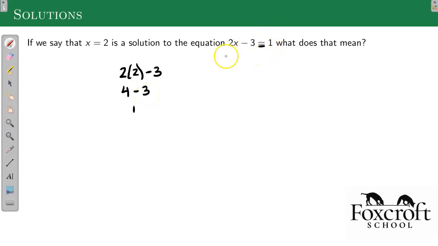So if something's a solution, it makes the equal sign true. Something would not be a solution, like 3 is not a solution. So if I plug this in, I will get 3 equals 1, and that's not true. So that's why it's not a solution. Anything you plug in that makes the equal sign true is a solution.